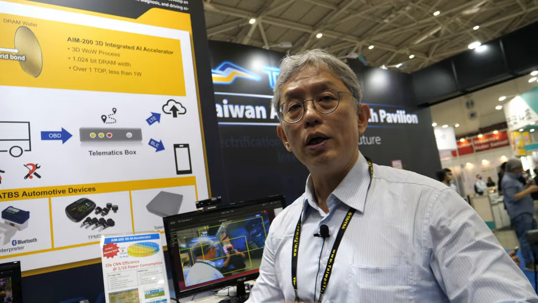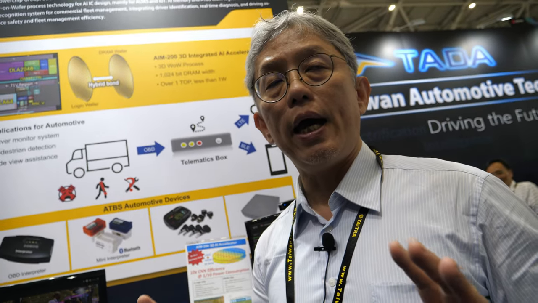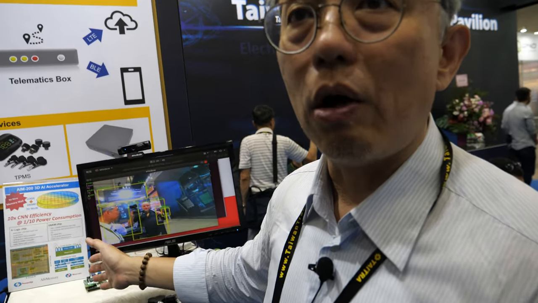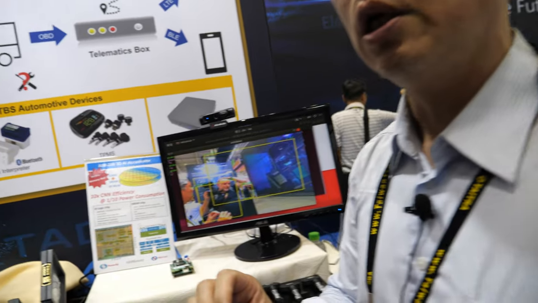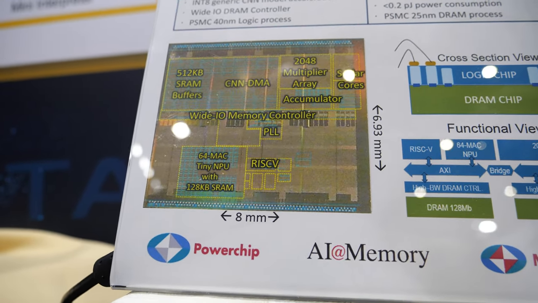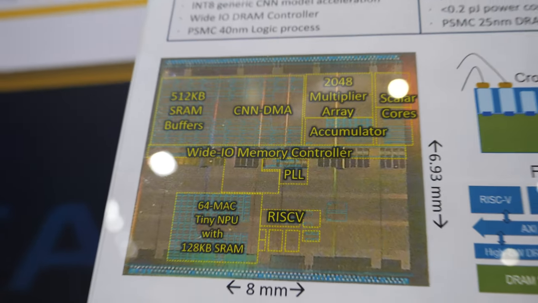So we are doing the same job, the same AI algorithm. But you can tell that actually this one consumes lots of power. This consumes very, very little power. The reason is that we put two chips together very closely with each other, so we save a lot of energy for the data movement.